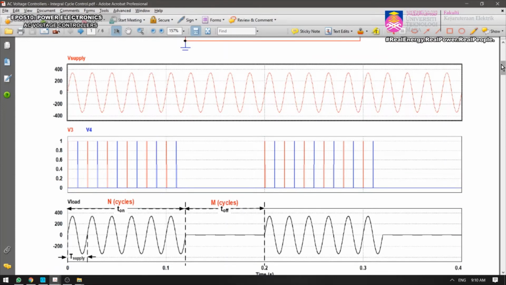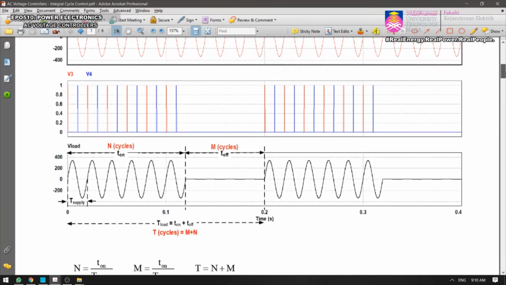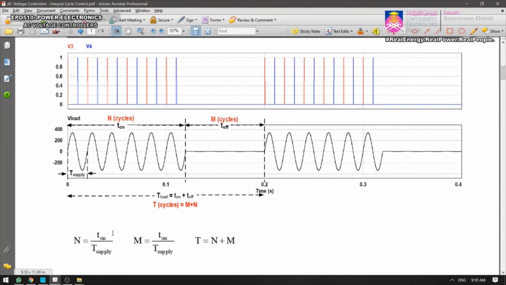To get these 6 cycles, now you have n equals 6 cycles: 1, 2, 3, 4, 5, 6. And again, n is defined by T on over T supply, and then you have m, the number of off cycles, equals T off over T supply. The number of cycles for the whole output will be n plus m.